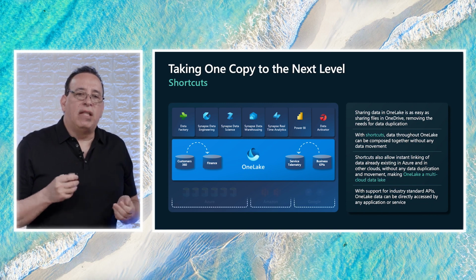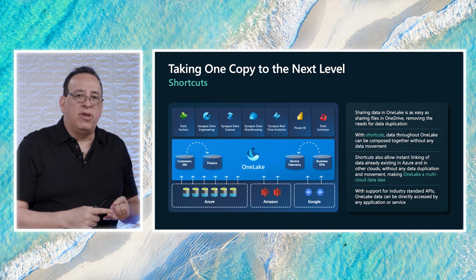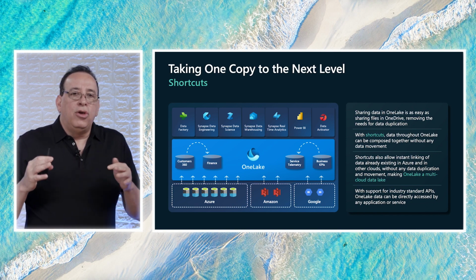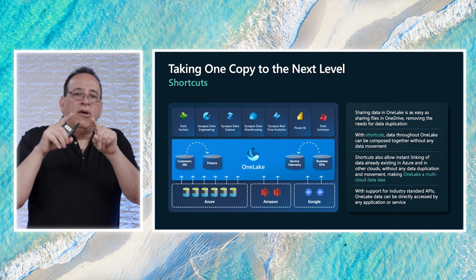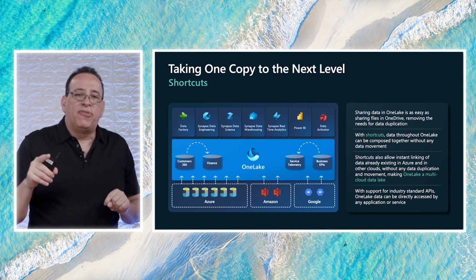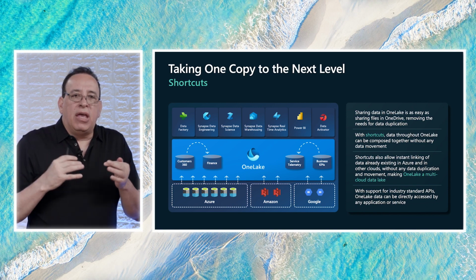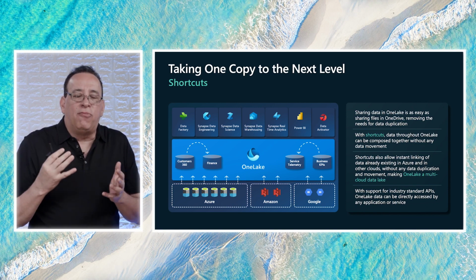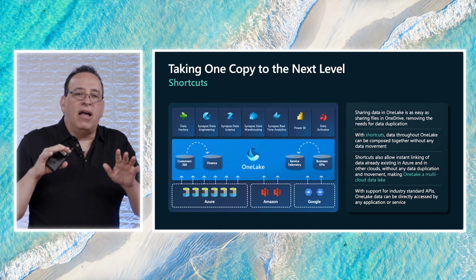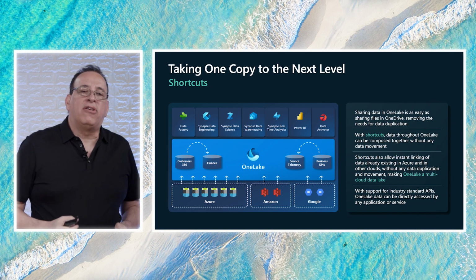So if you have the data in Azure ADLS, if you have that data in Amazon S3 and soon in Google Storage, you will be able to shortcut from OneLake into the files that you have in those storage systems, and they instantly become part of OneLake. You're not seeing any degradation of performance if you're in the same region, and you don't have to duplicate the data. Because suddenly, OneLake is expanding itself to cover all your existing storage systems.